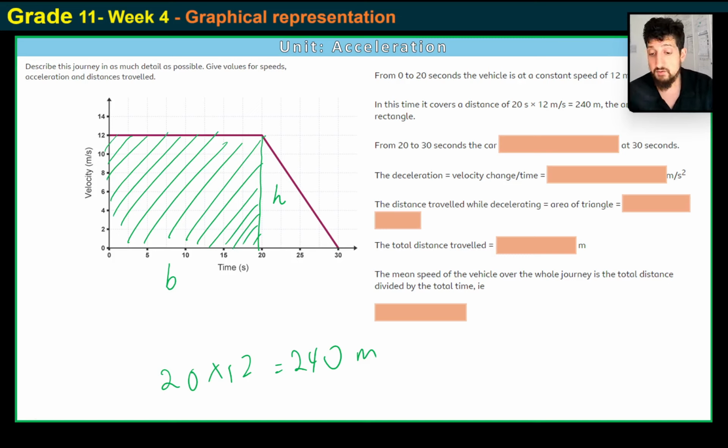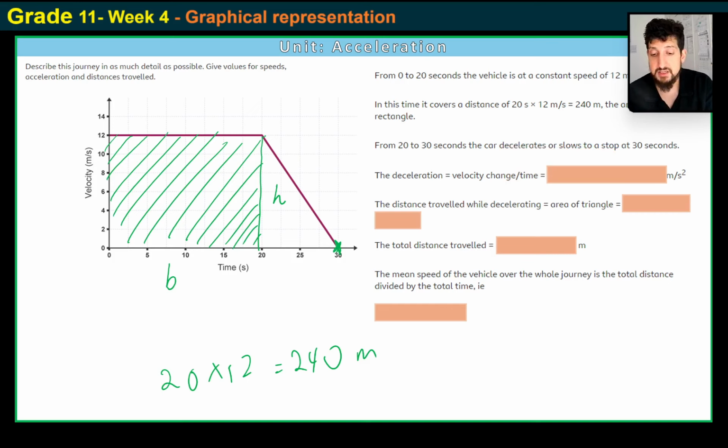Next one. From 20 to 30 seconds, what is happening? The car is what at 30 seconds? Let's have a look. The car is completely stationary at 30 seconds. It stopped at 30 seconds. So it's decelerating, and it finally stops at 30 seconds. It decelerates or slows down to a stop at 30 seconds.